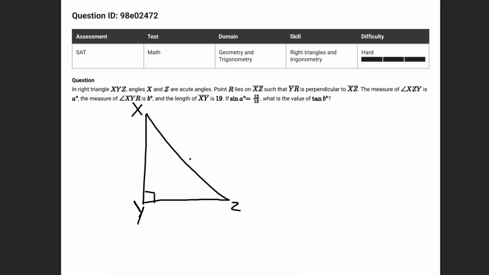Point R lies on XZ such that YR is perpendicular to XZ, so an altitude. The measure of angle XZY is A degrees. The measure of angle XYR is B degrees. And the length of XY is 19. And sine A equals 12 over 13. What is the value of tangent of B?